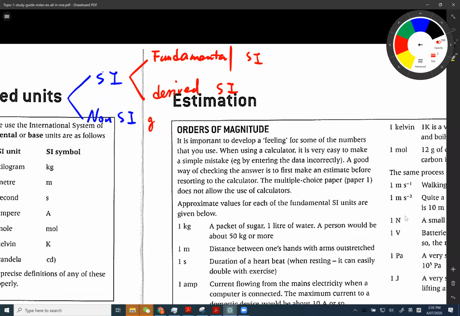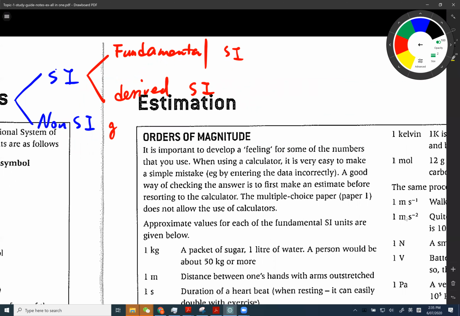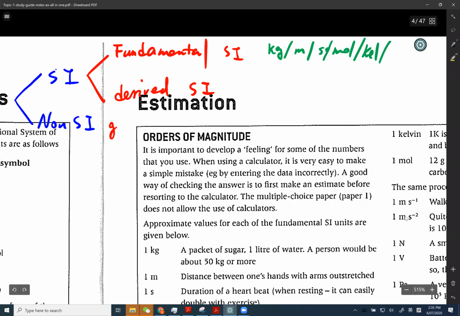That's about units. Because in physics, we always have quantity and units. Fundamental units. Of course, society decides which ones are fundamental. We have 7 fundamental units. You need to memorize these 7 units. Which 7? Kilogram, meter, second, mole, Kelvin, ampere. Kelvin is just K, for temperature.